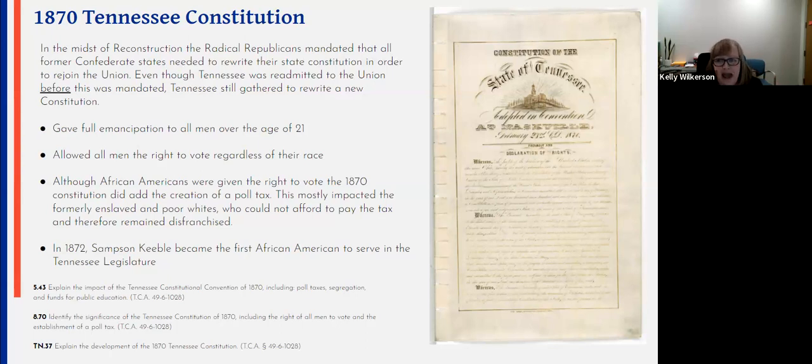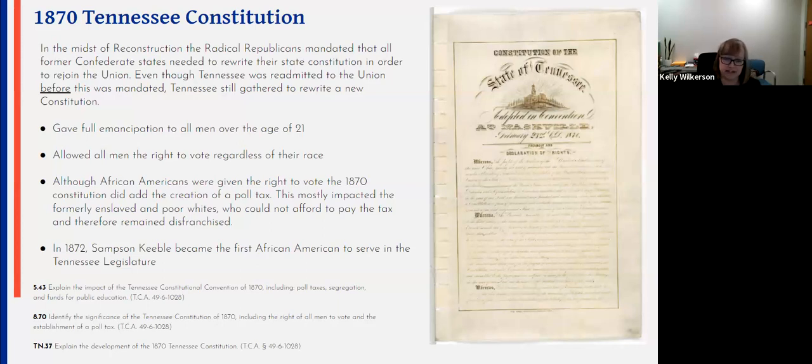But we do still have a constitutional convention in 1870. So even though Tennessee was readmitted to the Union before this requirement was mandated, Tennessee still gathers to rewrite a new constitution in 1870. Of course, this 1870 Constitution gives full emancipation to all men over the age of 21. It allows all men the right to vote regardless of their race. Although African Americans were given the right to vote, the 1870 Constitution does add the creation of a poll tax, okay? And this is just a tax that citizens had to pay at the ballot box in order to be able to vote. Of course, not everyone is going to be able to afford to pay that.